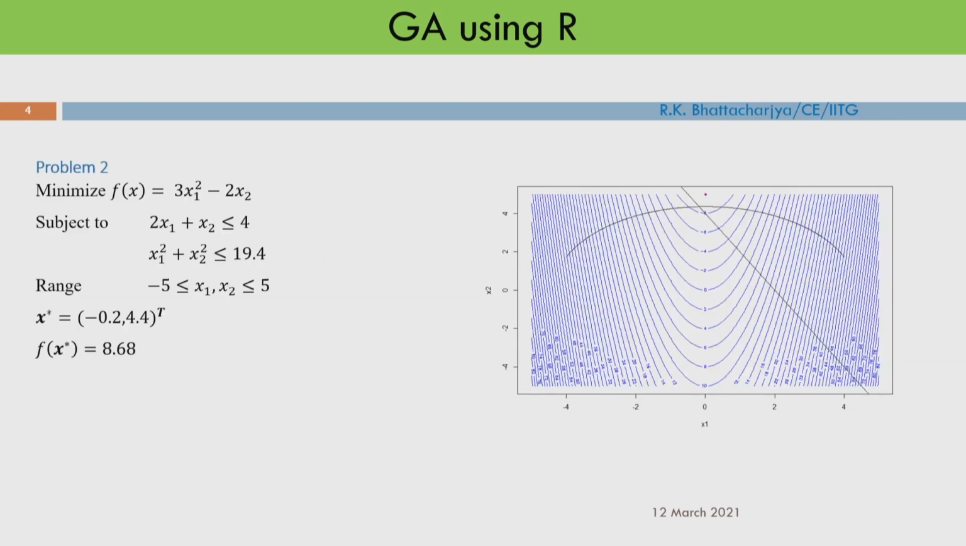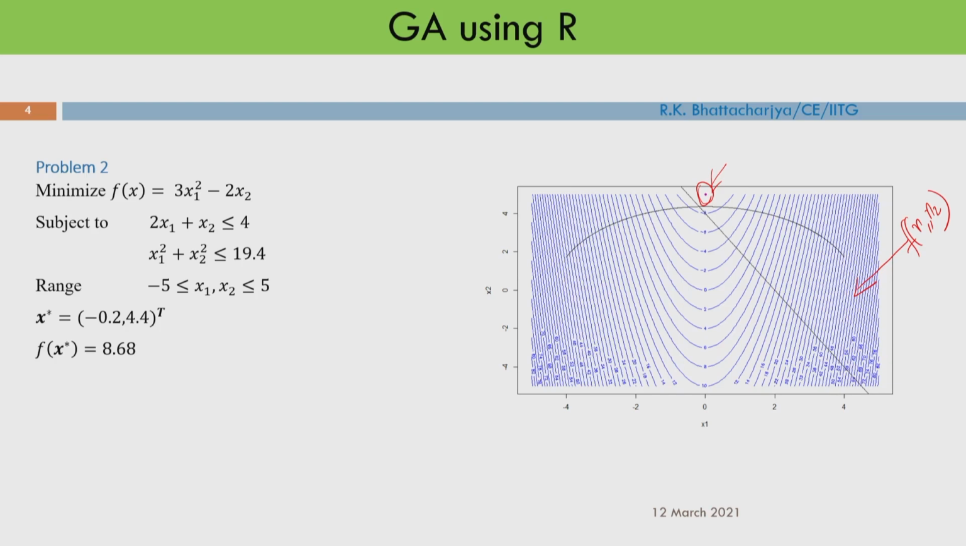The second problem is again a problem of two variables, x1 and x2. The objective function is thrice x1 square minus twice x2, and this is the contour plot of this particular objective function. Because I am minimizing this function, I should get this particular solution. This is the unconstrained solution of this function, but there are two constraints.